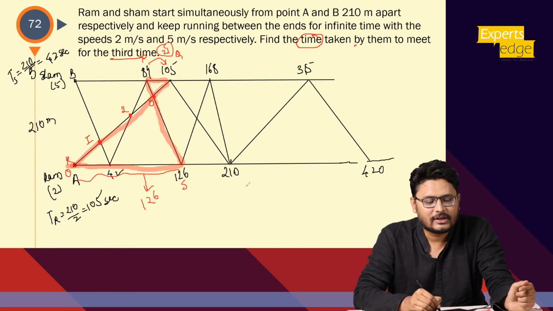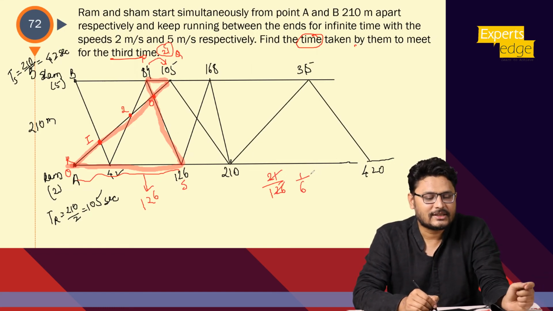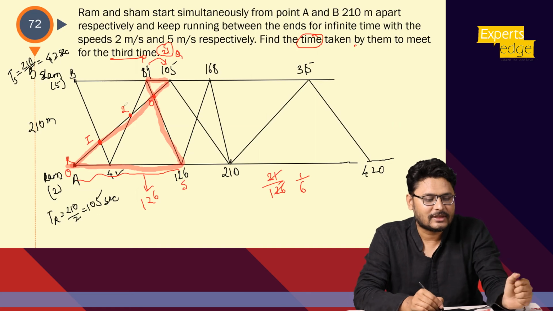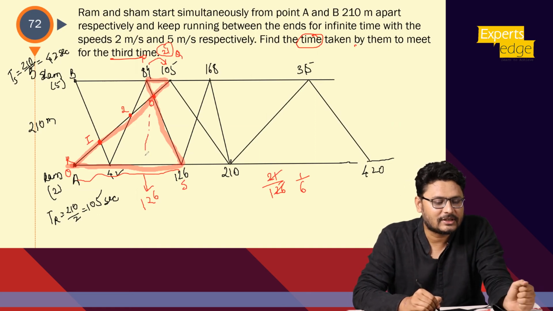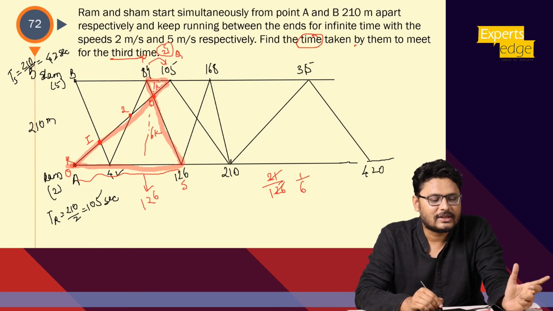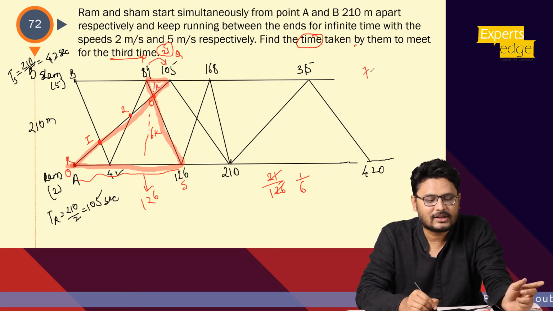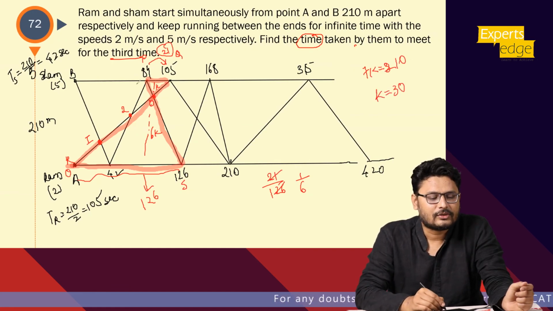So the corresponding ratio is 21 by 126, basically a ratio of 1 by 6. So I have to divide the whole into 1/6. 1/6 means basically 1 part and 6 parts, so this is 6K and this is 1K. This 1K is nothing but 30, right? Because 7K is equal to 210, so my 1K will be 30. Okay, so that's the third time.